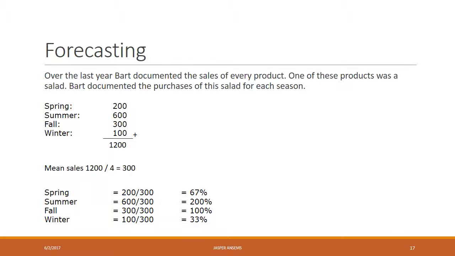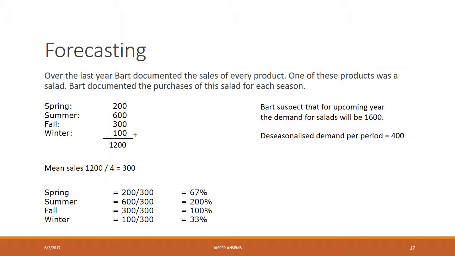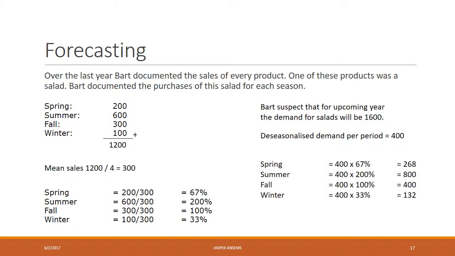But we need to calculate the percentages. So in spring there were 200 salads sold, divided by the mean of 300 is 67%. And we also did that for the summer, it's 200%, for the fall it's 100%, for the winter it's 33%. Bart suspects that for the upcoming year the demand for the salads will be 1600. So the seasonalized demand per period is 400, because 1600 divided by 4 is 400.